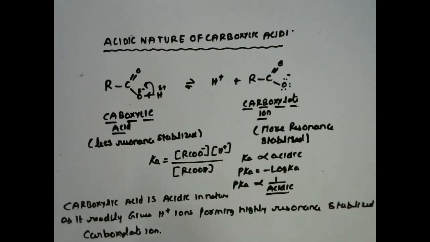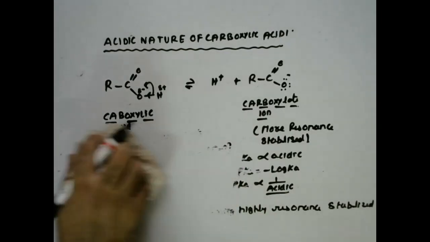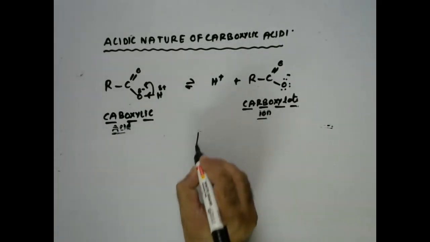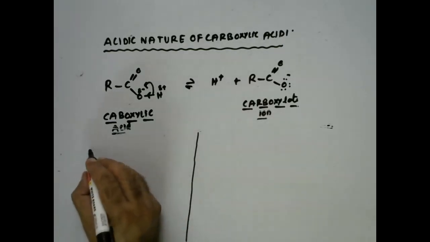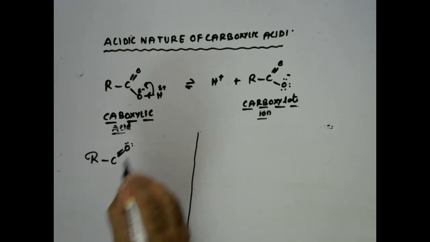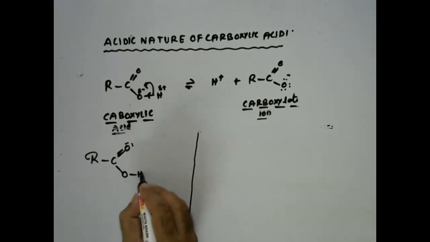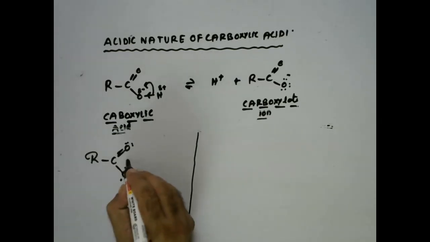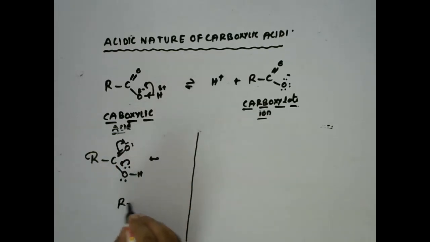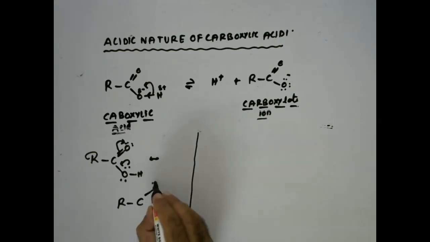Let us compare the resonance stability of the carboxylic acid and the carboxylate ion. Let's prove why carboxylic acid is comparatively less stable. Let's draw the resonating structures. The resonating structures of carboxylic acid will not look alike, and they will have a charge separation, meaning a separate negative charge and a separate positive charge. Any structures where negative and positive charges are separated have very little resonance stability. The other one will be like this, and the structures are not equivalent. Structures which have equivalent resonating forms have very high stability. So there is a charge separation.